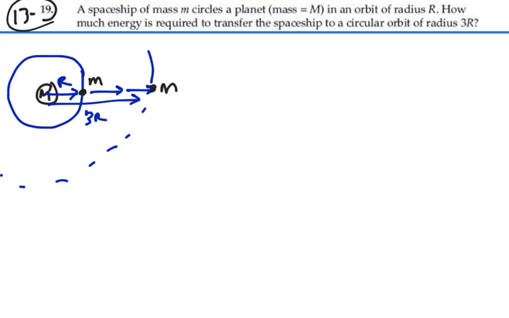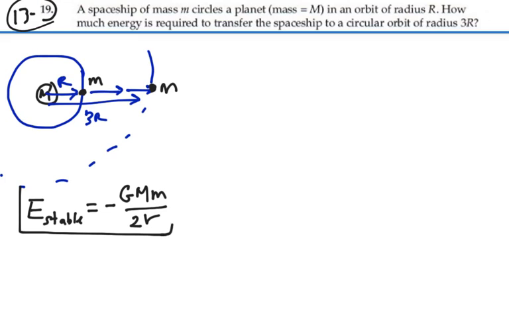Now in either case, this mass m is in a stable orbit, and we know from our theory that the energy of a stable orbit is equal to negative G times the mass of the planet times the mass of the satellite over 2 times the radius of the orbit. That is for a stable orbit, based on its kinetic and potential energy.